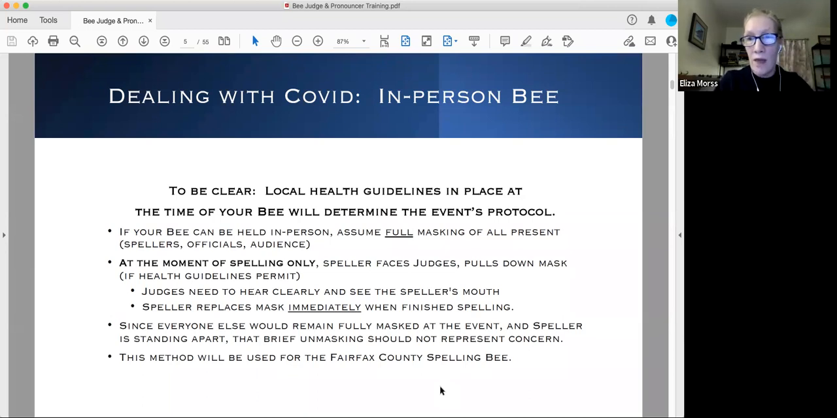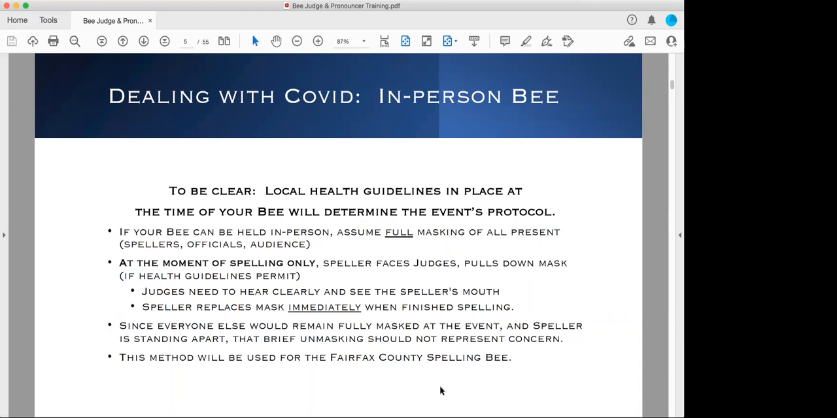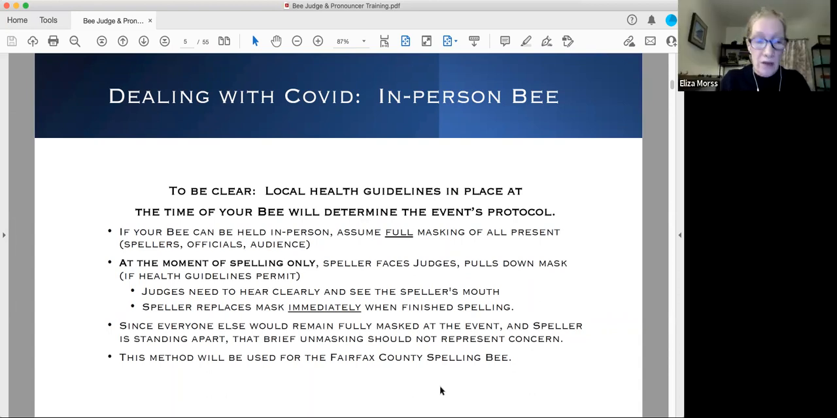I'm hoping that will be satisfactory to all schools, but of course, everyone just needs to figure out what works in their context. And this is the method that we're intending to use for the Fairfax County Bee, with the intention that in March, we're going to be able to hold it in person at Lake Braddock Secondary School.